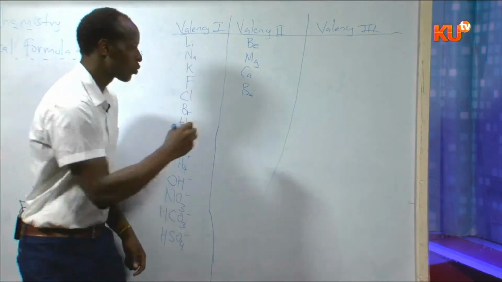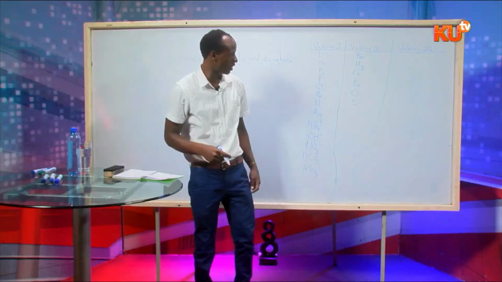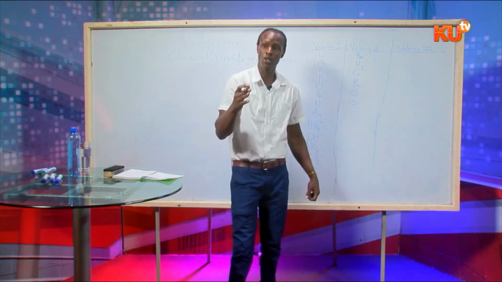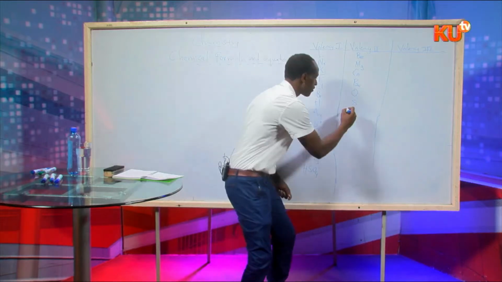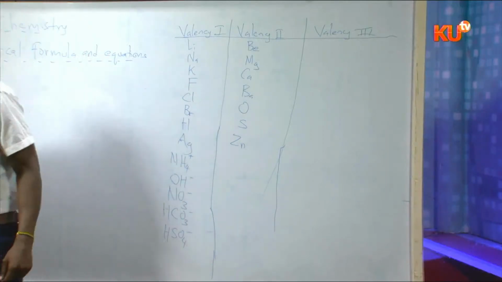Group 6, we have oxygen and sulfur. They gain 2 electrons, oxygen and sulfur. And also there are some other transition elements which have valency of 2. We also have zinc. Zinc is a transition element or metal and has valency of 2.